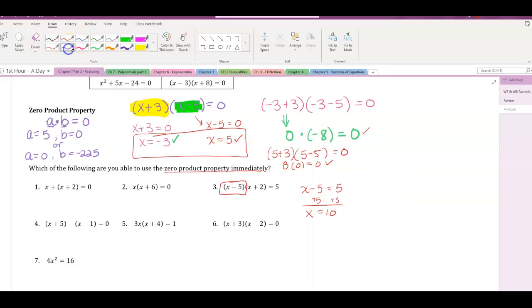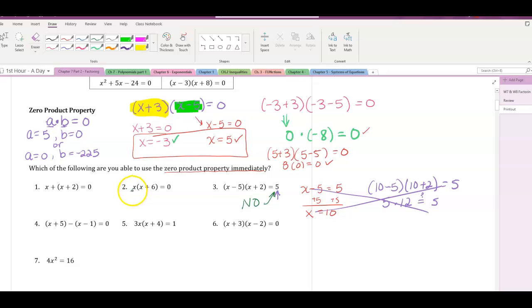Now, if I plug back in 10, you go, yeah, that works. 10 minus 5 is 5. That works. But we still have to do 10 plus 2. So if 10 minus 5 is 5, 10 plus 2 is 12. Does that equal 5? No, it doesn't. So this can only be done when we have factors and when it's set equal to 0. So we cannot use the zero product property right here because that is not 0.